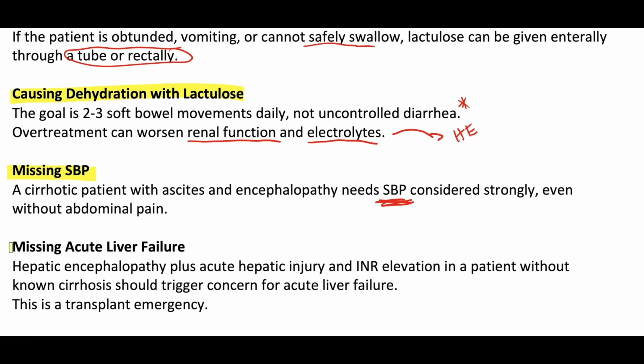And then 6, missing acute liver failure, acute on chronic liver failure, right? So hepatic encephalopathy plus acute hepatic injury and INR elevation should trigger concern for acute liver failure. And remember, hepatic encephalopathy in acute liver failure is much more deadly from a cerebral edema standpoint because the brain has not had time to acclimate to that elevated ammonia.